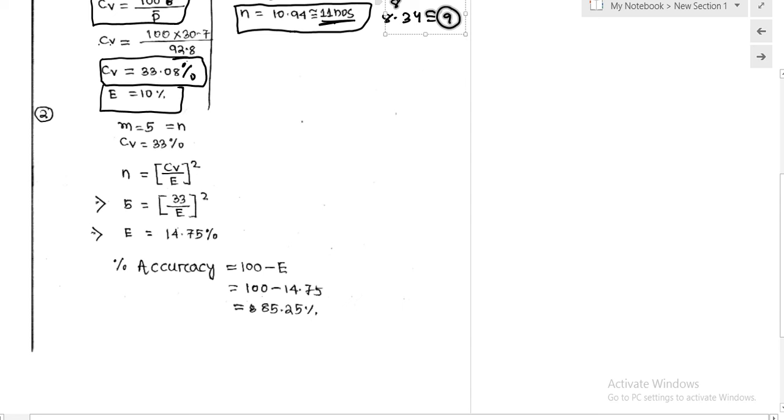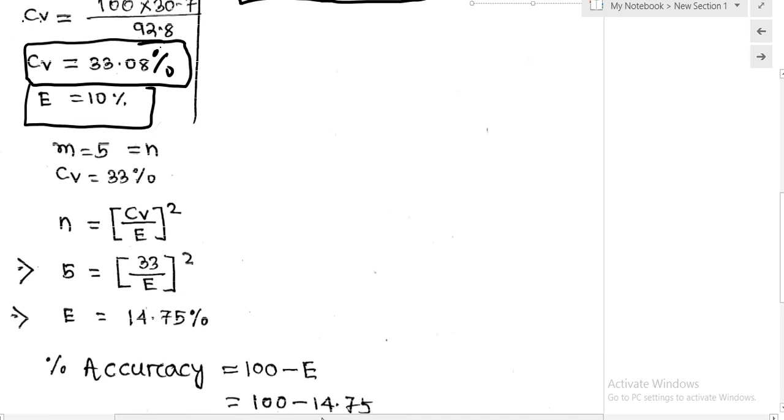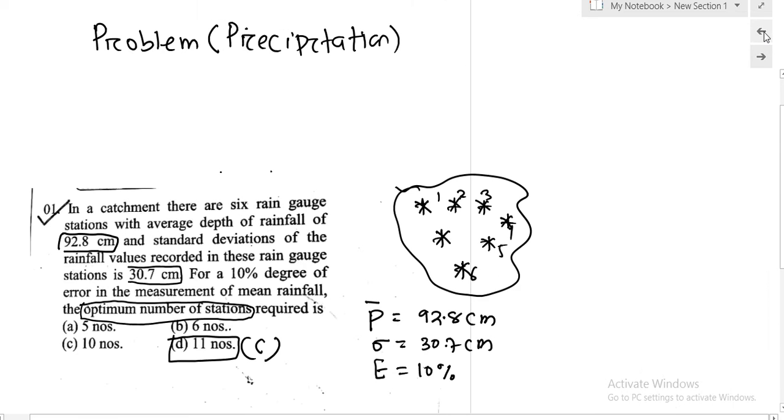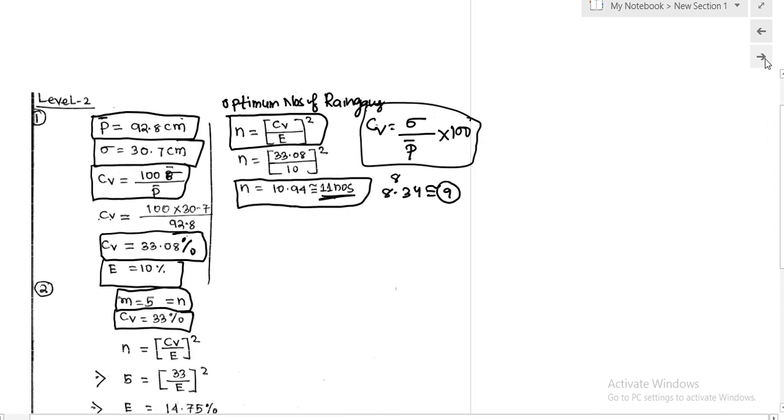Here the number of rain gauge stations provided is 5, and the coefficient of variation is given as 33%. Let's look at the problem. You cannot do it directly, so we need to find the admissible error in the measurement.